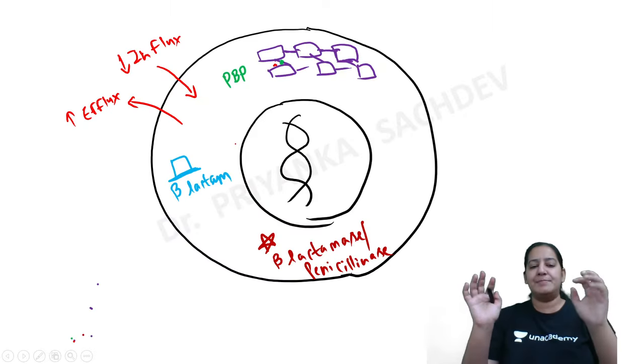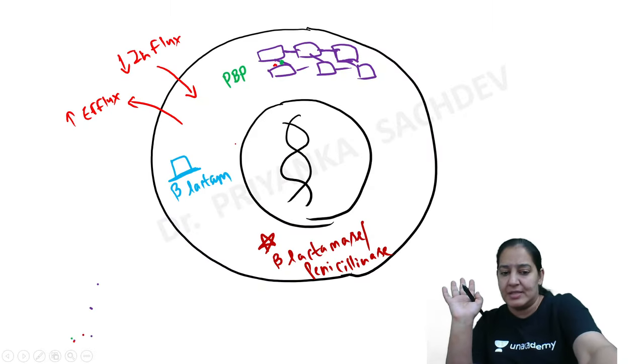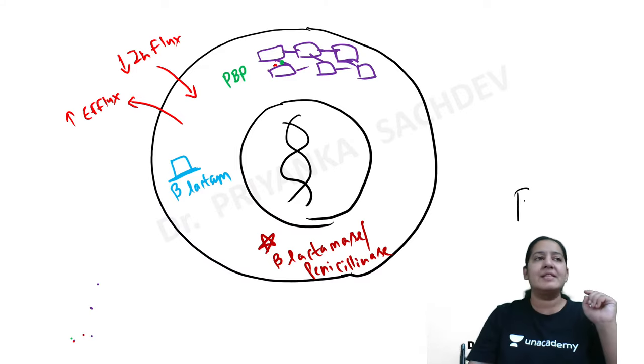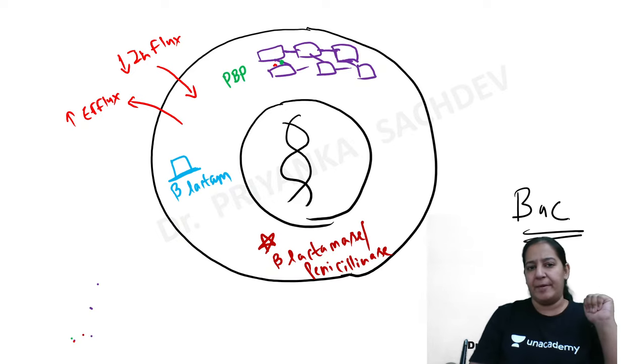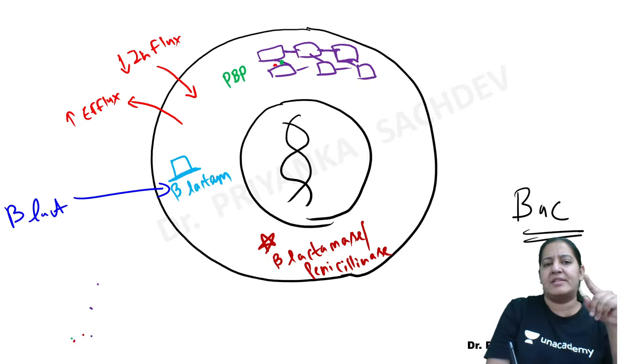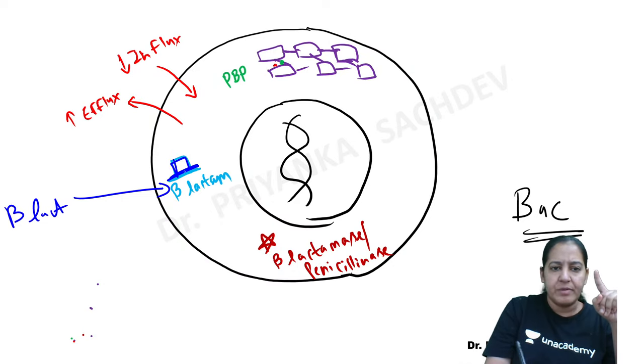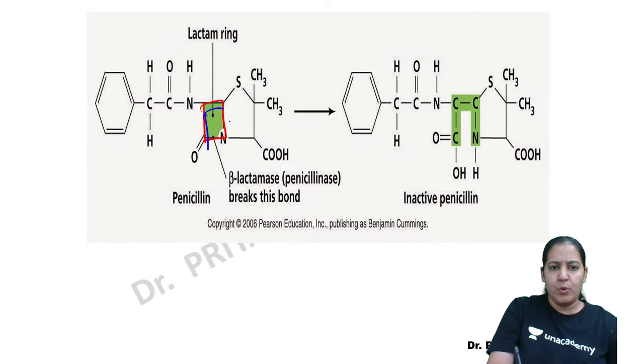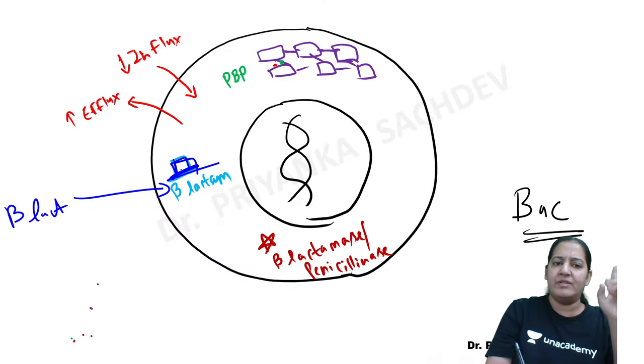Now see, this cell is a bacterial cell. It's difficult to understand the resistance, but I am trying. I want to kill this bacteria. For killing this bacteria, I want to give a beta-lactam antibiotic, any of the four. Can you see with blue color I have shown the beta-lactam antibiotic. It enters inside the cell with the beta-lactam ring. Can you see this square ring? So all four beta-lactam antibiotics have the square ring in them.